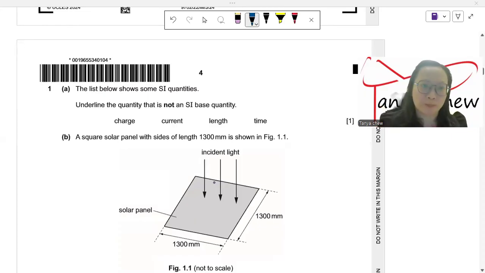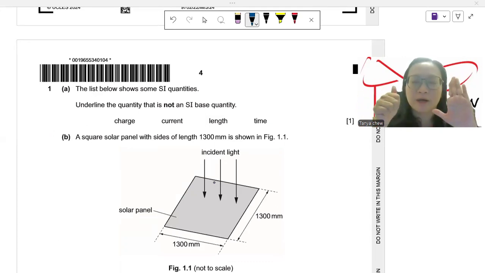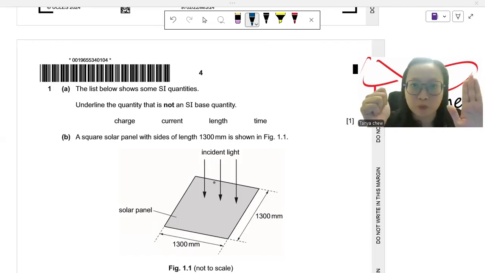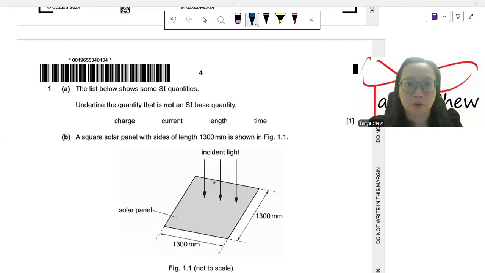First question, number 1A. The list below shows some SI quantities. Underline the quantity that is not an SI-based quantity. Now remember, in your syllabus, you have altogether 6 base quantities to memorize. One is current, second is length, third is time, fourth is amount of the substance, fifth is the electric current, and six is the temperature.